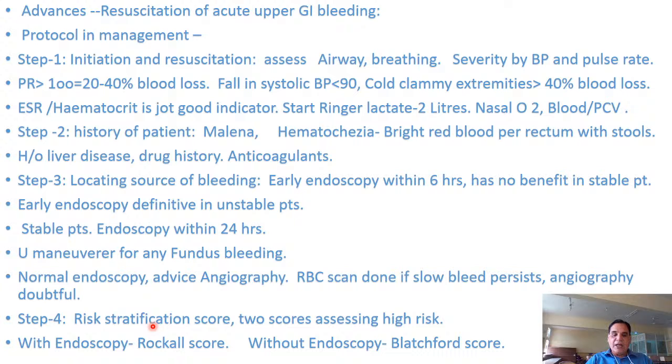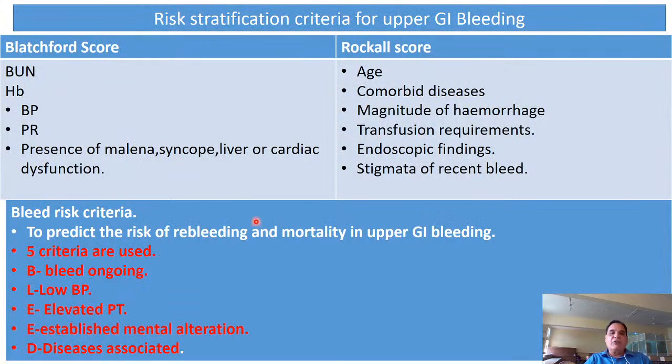The scores are of two types. The score for risk stratification with endoscopy is the Rockall score. Without endoscopy, it is the Blatchford score. This is somewhat higher level. If possible, try to remember, or forget. Okay. So this graph also, if possible, try to remember. It is the Blatchford score and Rockall score. This is for what? Risk stratification criteria for upper GI bleeding. How much risk is there?